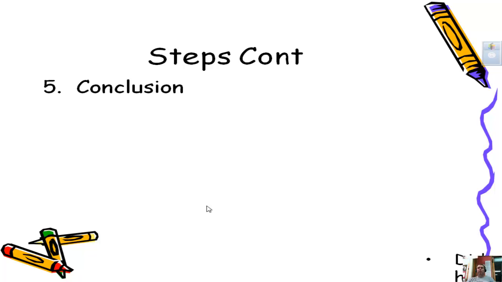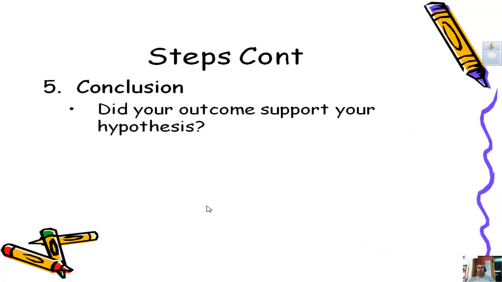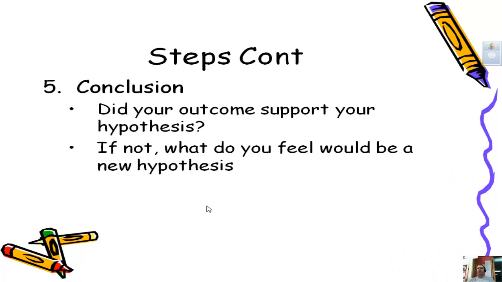Now, if you're incorrect, what is a reason why you might be incorrect? If you're incorrect, what might be a new hypothesis that you could go ahead and check? So it says, did your outcome support your hypothesis? If not, what do you feel would be a new hypothesis? And then the last one is reporting.